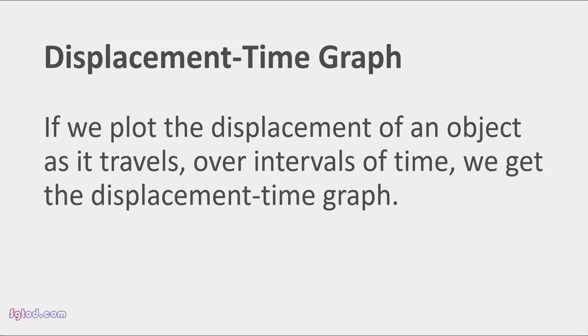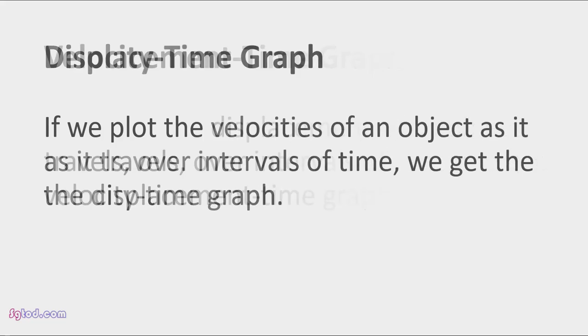If we plot the displacement of an object as it travels over intervals of time, we get the displacement time graph. Likewise, if we plot the velocities of an object as it travels over intervals of time, we get the velocity time graph. Let's begin by plotting for objects at rest.